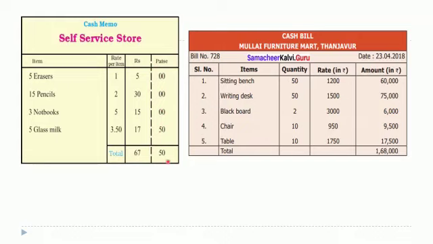When you are adding in a cash memo, or just when you are adding like this, you have to add first as we do in addition: last digit first, units place first, then tens place, then hundreds place. You remember how we add, no? Same way we have to add. And then the total is 67 rupees 50 paise. So when we buy this, we will pay 67 rupees and 50 paise.